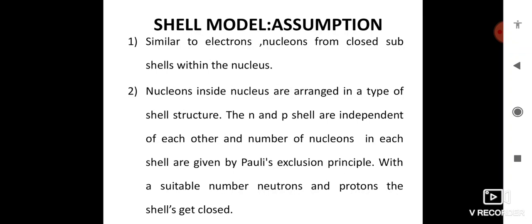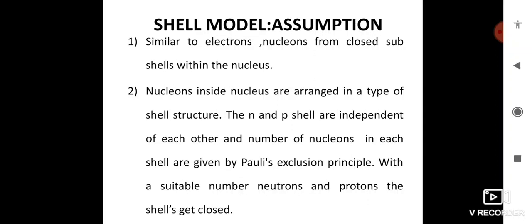The neutron and proton shells are independent of each other, and the number of nucleons in each shell is given by Pauli's principle. With a suitable number of neutrons and protons, the shells get closed. Each nucleon moves independently inside the nucleus in a fixed orbit under the effect of an average potential produced by the average motion of the remaining nucleons in it.